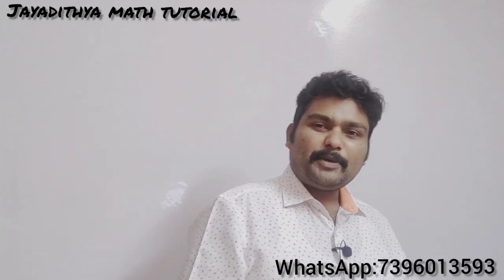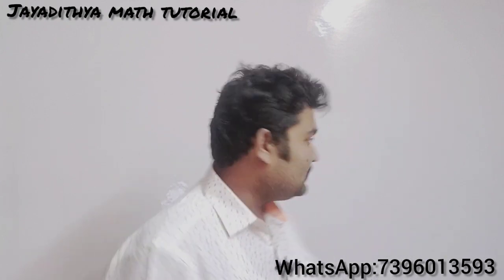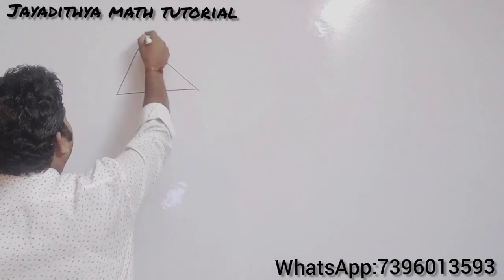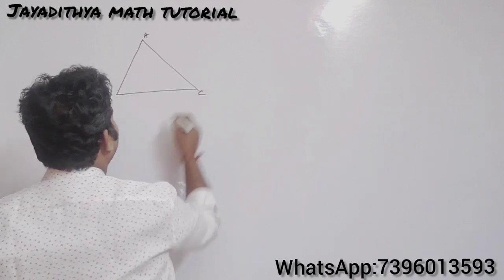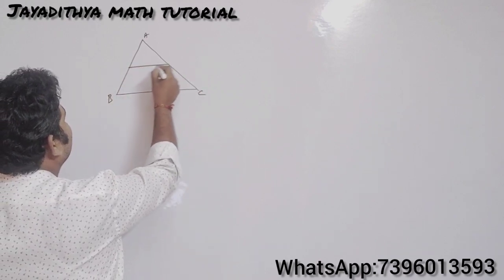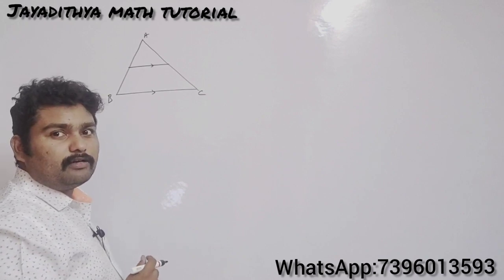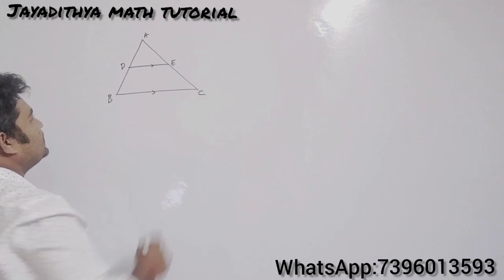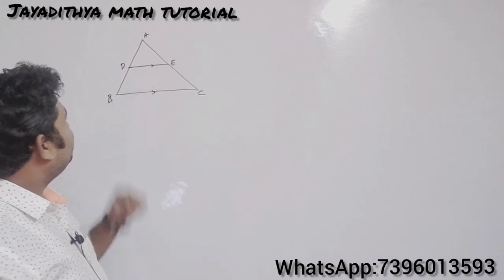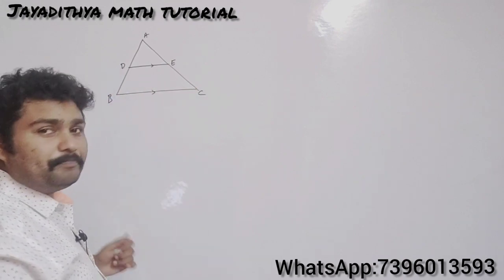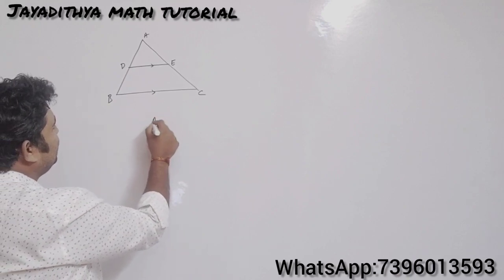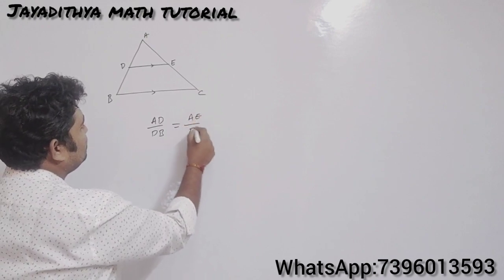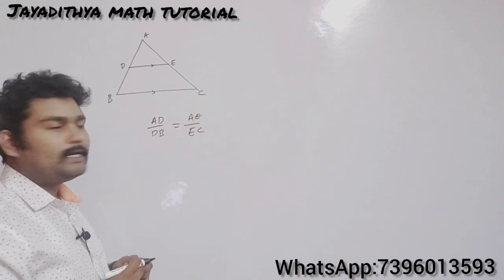So what is the basic proportionality theorem? The basic proportionality theorem states that in a triangle ABC, for example, let us take a triangle like this, A, B, C. If a line is drawn parallel to the third side, such that it cuts the other two sides in D and E, then we have a conclusion that AD by DB will be equal to AE by EC. So this is a very important result.